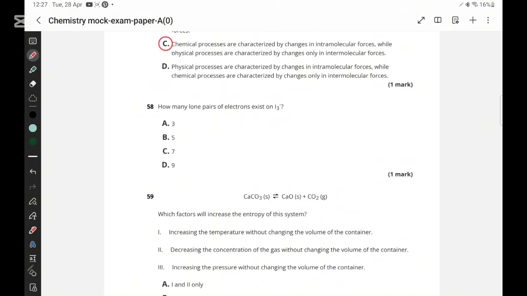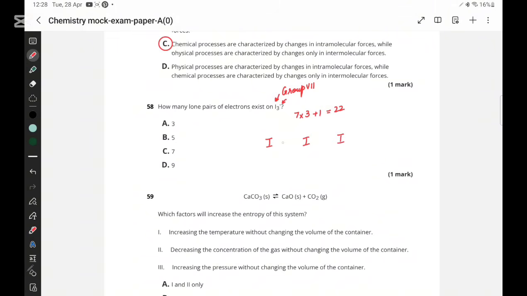So how many lone pairs of electrons exist on I3 minus molecules? First we need to find the valence electrons of iodine. It belongs to group 7, so it has 7 electrons. So 7 times 3 plus 1. Why plus 1? Because there is a negative charge, which means that it has gained an electron. So it becomes 22.